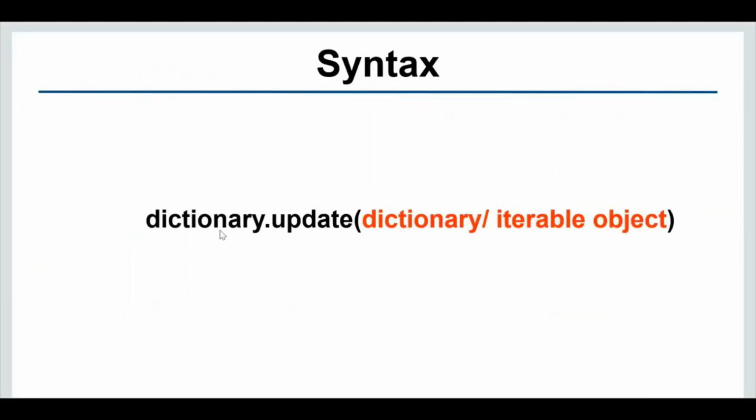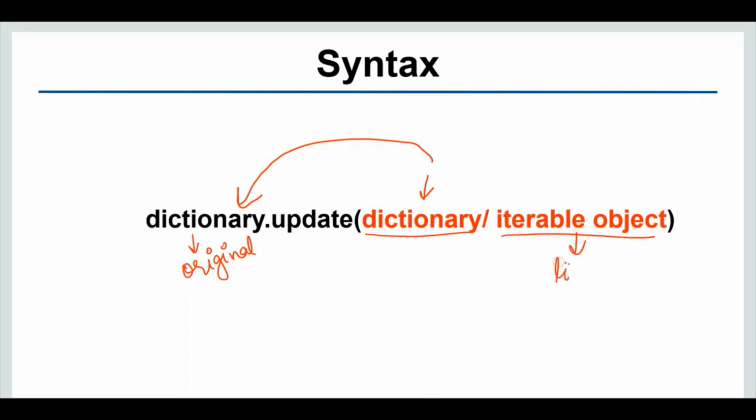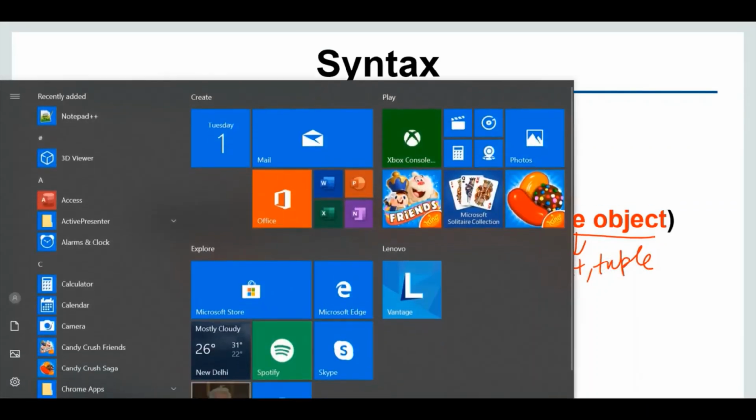This is our dictionary, which is our original dictionary, dot update, and this is the dictionary which is added to the original dictionary. It can be a dictionary or an iterable object. It can be a list, tuple, anything. We will discuss this using examples in our PyCharm. So let's go to PyCharm first.